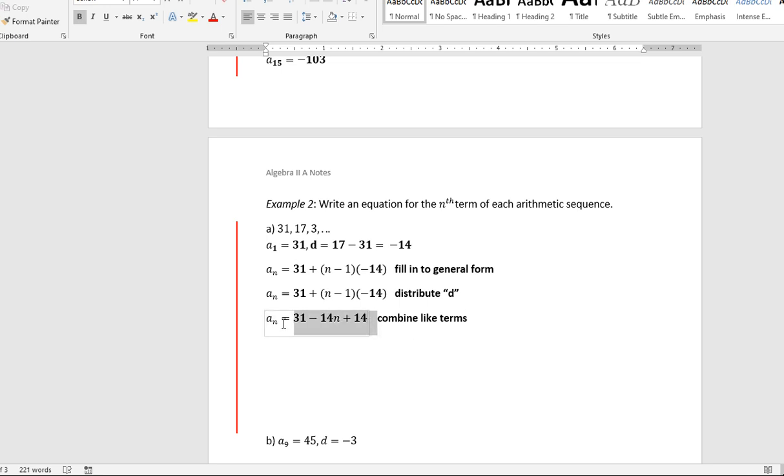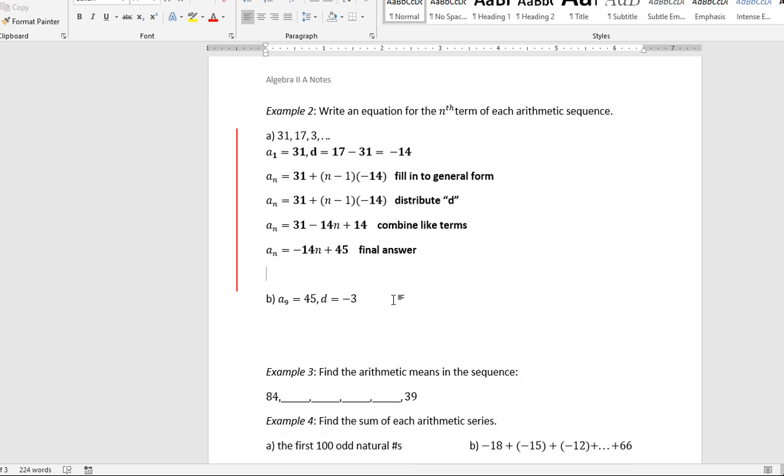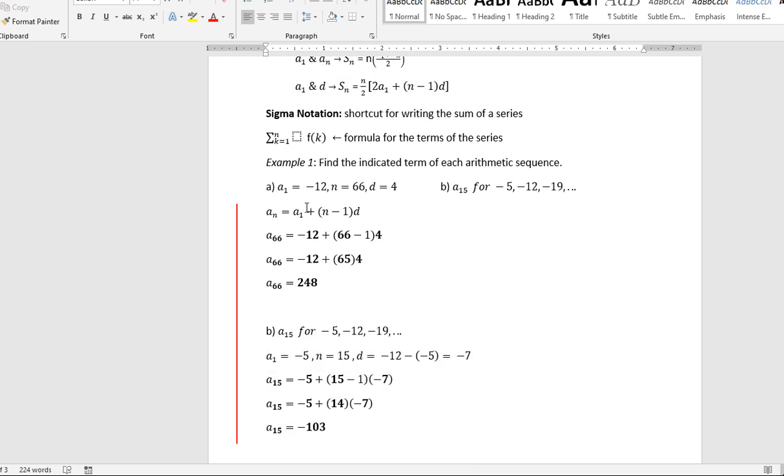And we take this, and we get 31 and 14 will be 45. So this is our final answer. Okay, so let's do the same thing for part B. We need to identify a sub 1 and our common difference. Well, we don't have that, but we can find it because we know that a sub n is 45 if n is 9. So we've got to come back up here and steal our general form.